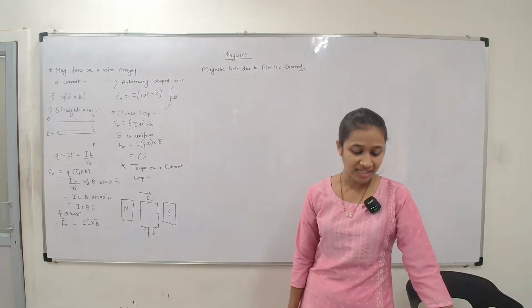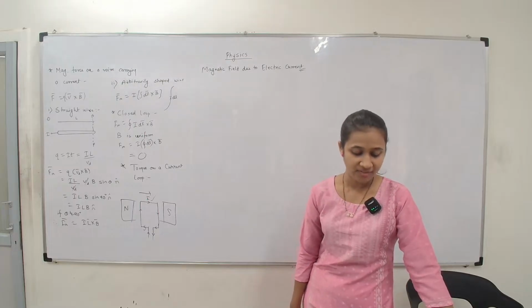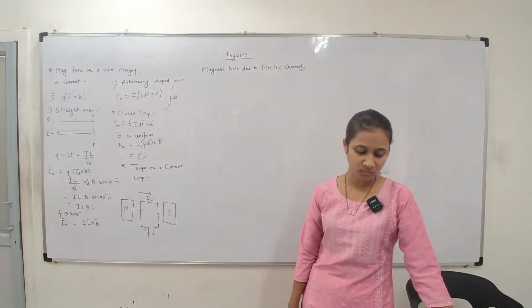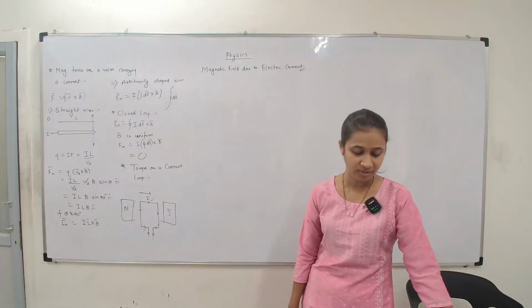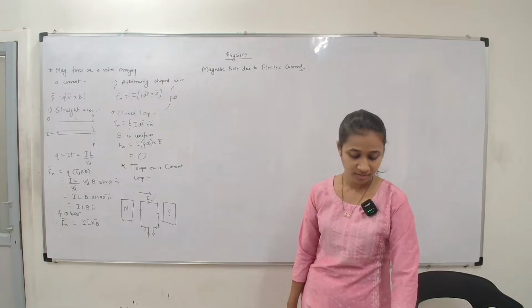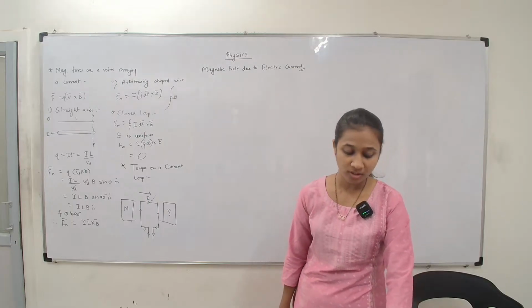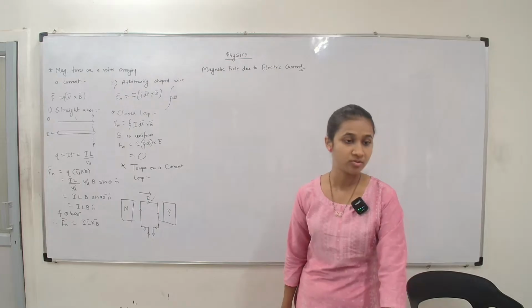Next, the magnitude of forces F1 and F3 on sides 3 and 1 is I L1 B sin 90. Sin 90 is maximum, that is 1. It will be I into L1 into B. Now these two forces do not act along the same line, so they produce a net torque.